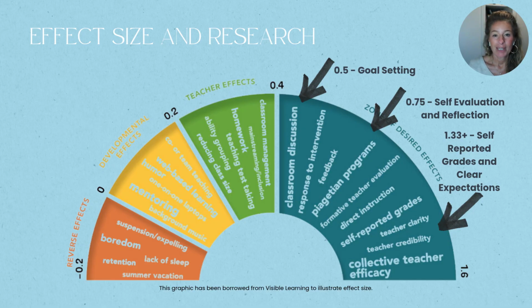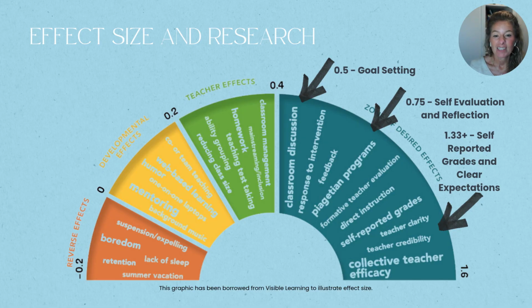We don't have students track data because we're required to. We teach them how to track it because it changes learning. John Hattie's research shows that self-reported grades and clear student expectations have an effect size between 1.33 and 1.44, among the strongest influences on achievement. When students set goals, monitor progress, and reflect on their learning, achievement continues to rise.